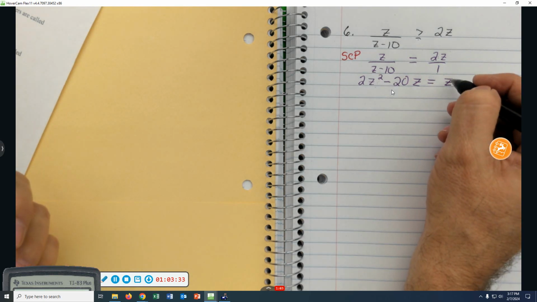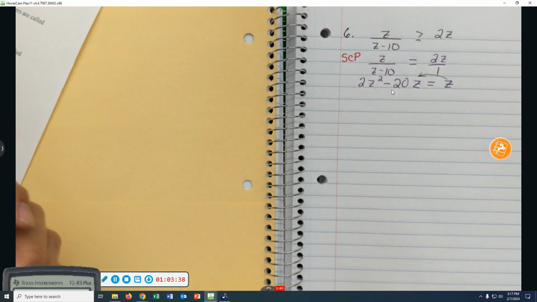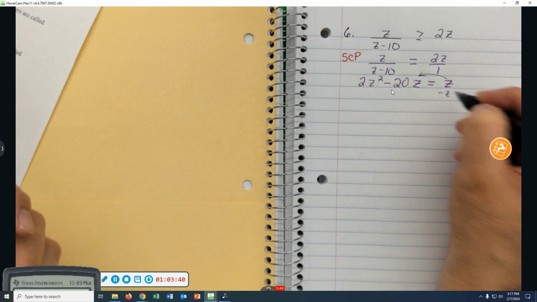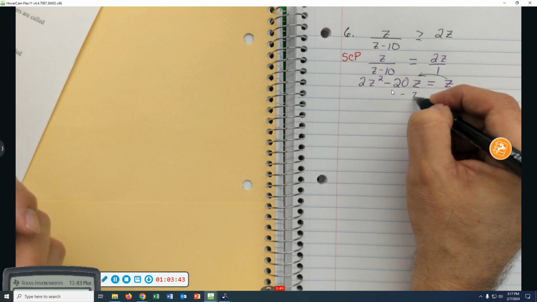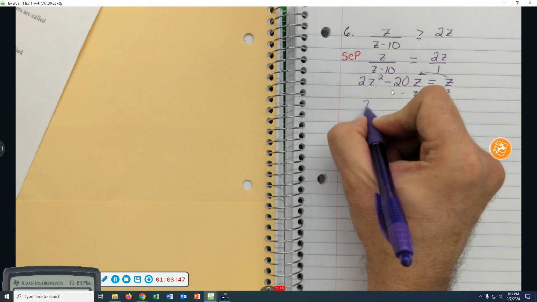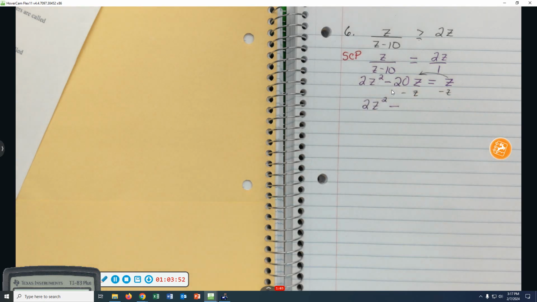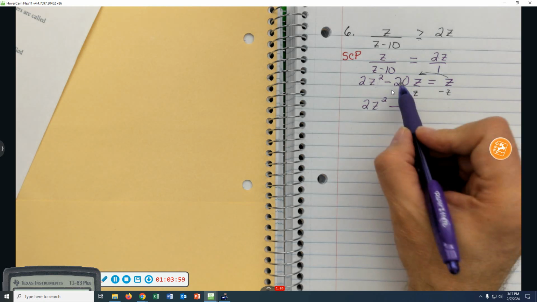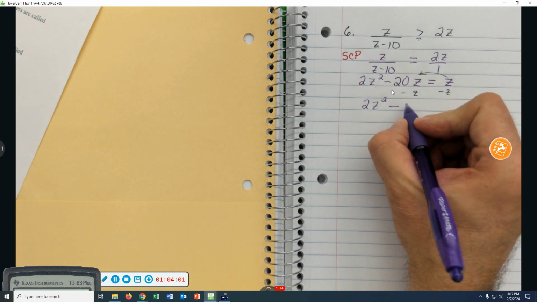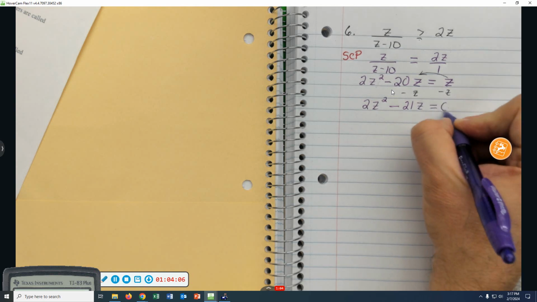I'm going to subtract z. Okay? That little arrow there means subtract z. And I wanted to do this problem because it's going to show some factoring that we haven't done yet this semester. Or at least I haven't done it up here in front of the class, and neither has my brother. Okay? Negative 20z minus 1z. Is that going to be a negative 21z? Okay.